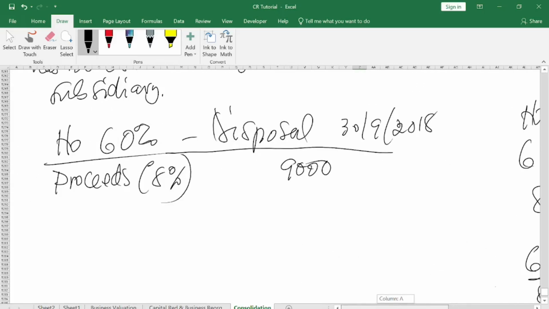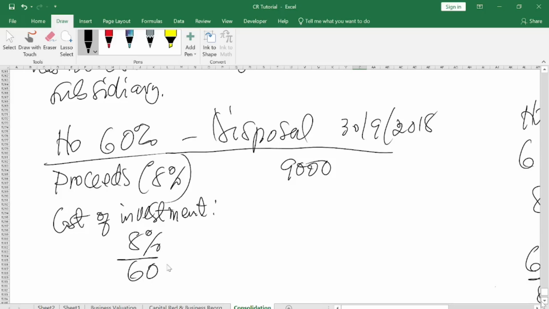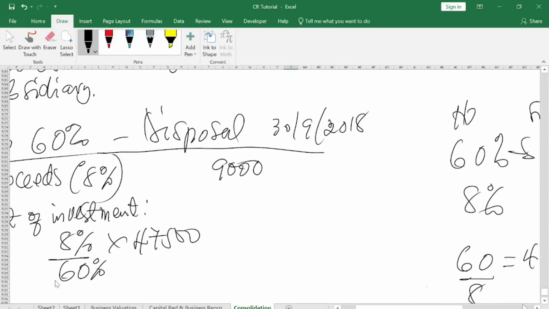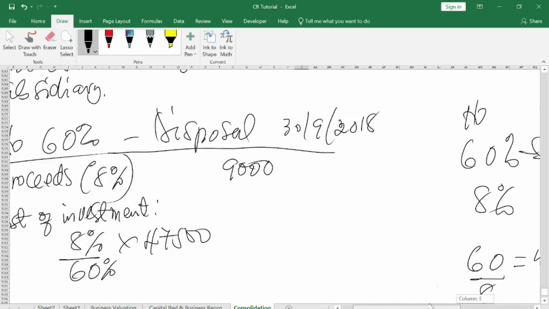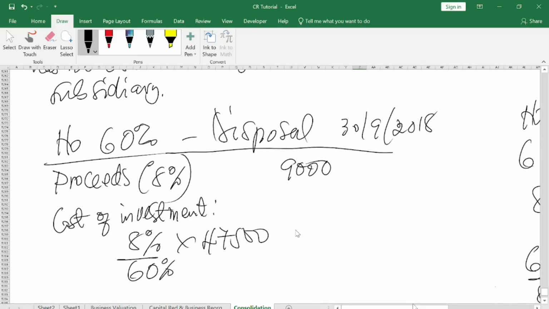So the same thing applies here. Maybe in some books they will go straight forward for you, but I will not do that. I want to break it down for you. So here, in order to get the cost of the investment, they will say 8% over 60% multiplied by the cost. The cost is 47.5, so let us make it 47,500. What we've done here is the same as 8 over 60. So when you multiply, what do you get? 6333.